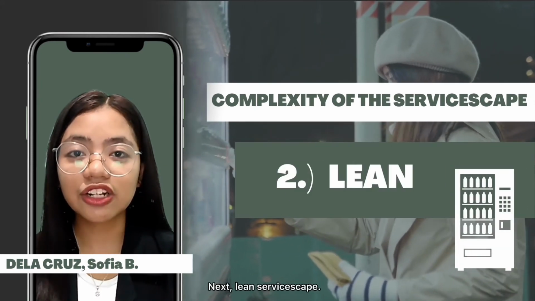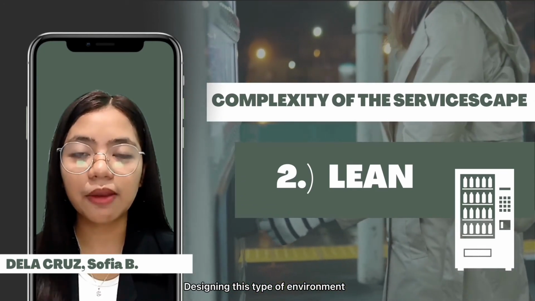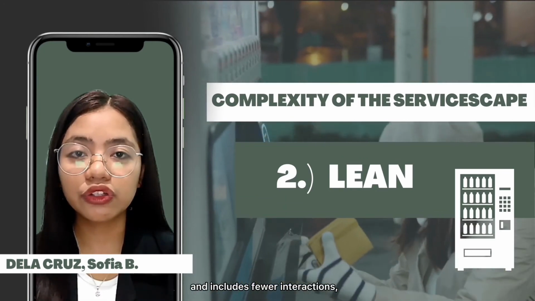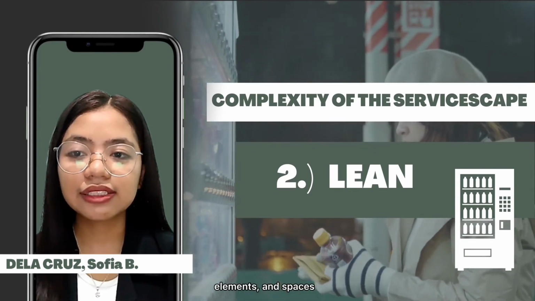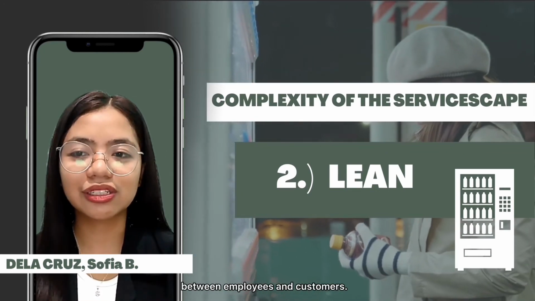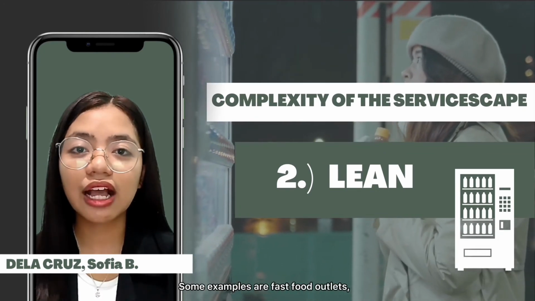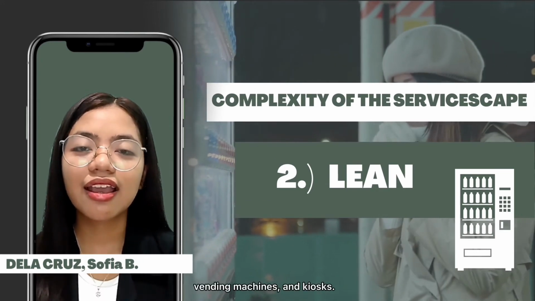Next, lean Servicescape. Designing this type of environment is straightforward and includes fewer interactions, elements, and spaces between employees and customers. Some examples are fast food outlets, vending machines, and kiosks.